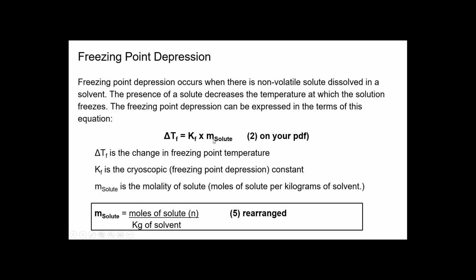And then m, that normally doesn't have solute here, but I did it to make it easy. This is the molality. So when you see m, and m is usually by itself, it's moles of solute over kilograms. You have it on your PDF as number 5, but it's rearranged weird, and this is normally the way the equation is.